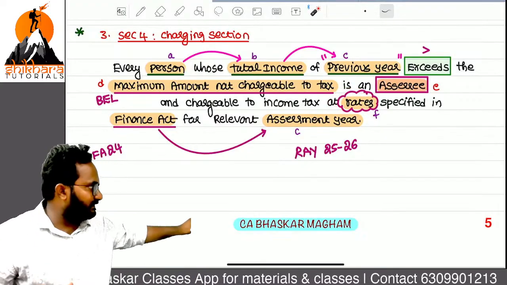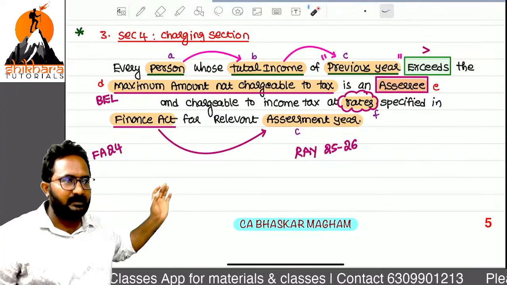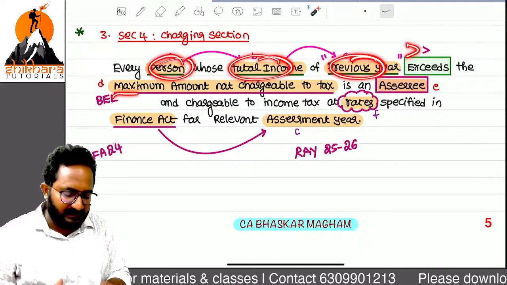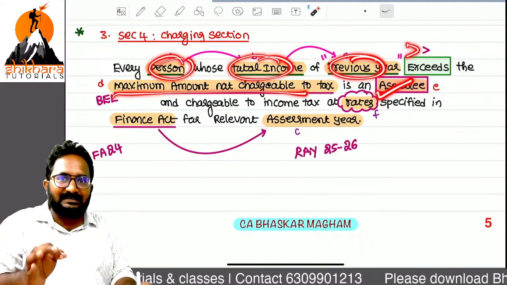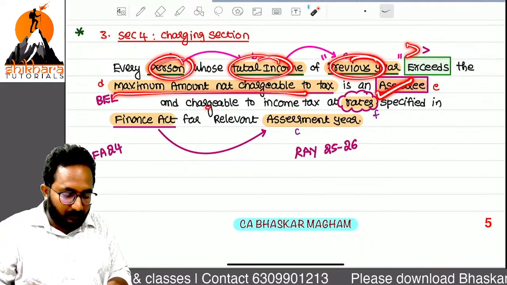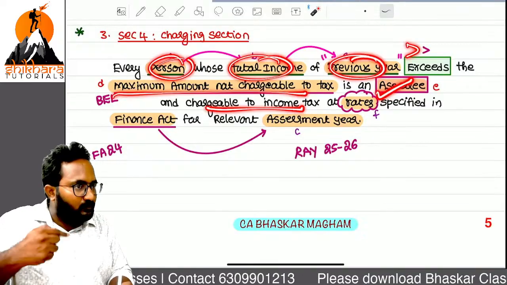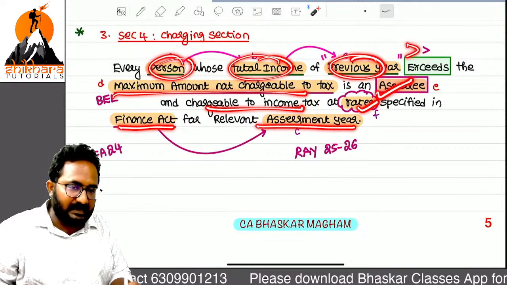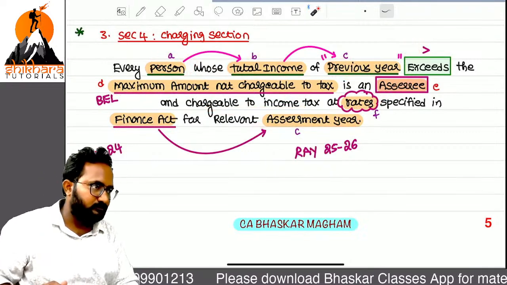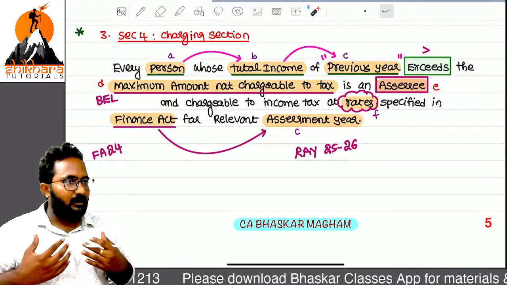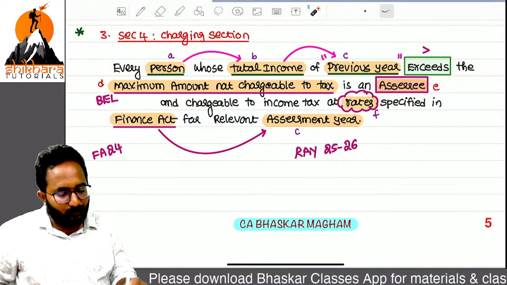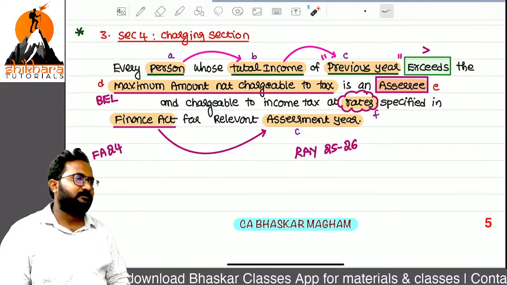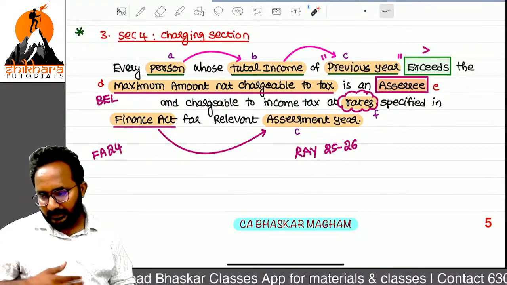Are you clear on the charging section? Now you can read it and tell easily. Every person whose total income of the previous year exceeds the basic exemption limit, we can call that person an assessee, and he is chargeable to tax. Chargeable to means what? He needs to pay income tax at the rates specified in the Finance Act for the relevant assessment year. So now our total chapter is what tax rates are given in this Finance Act. Shall we start? Yes.